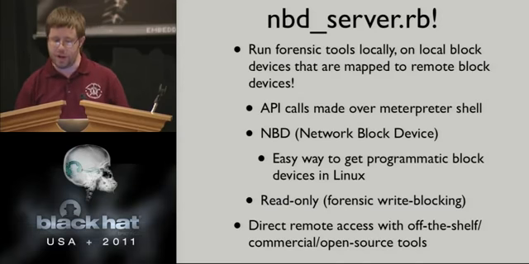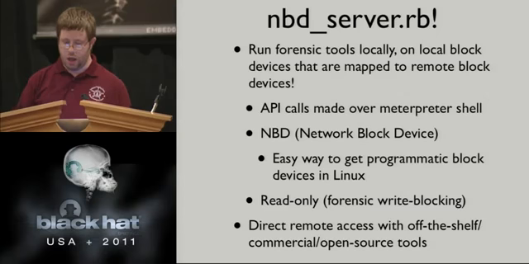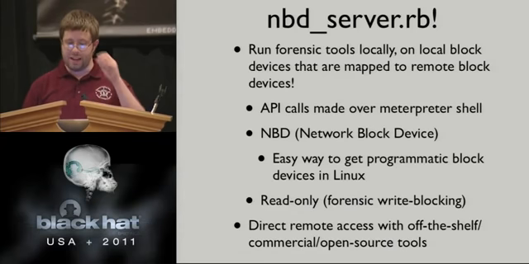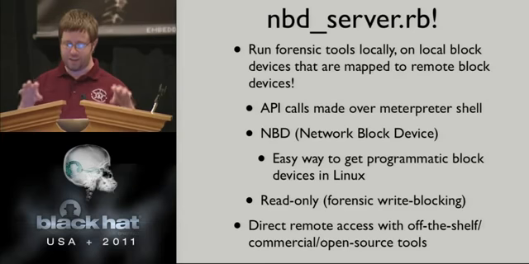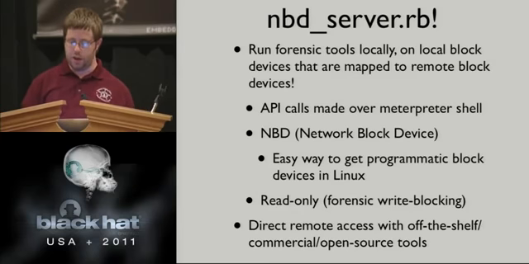So the API calls are made over the interpreter shell. On the local side of things, on the attacker side, I didn't really feel like implementing a Linux block device within Ruby and Metasploit. I wanted to be a little bit more pure Ruby than that. So what I did was implement it as a network block device. And if you're playing around with file systems, this is a really easy way to get programmatic block devices in Linux: a block device that basically makes calls to your little Python or Ruby script.